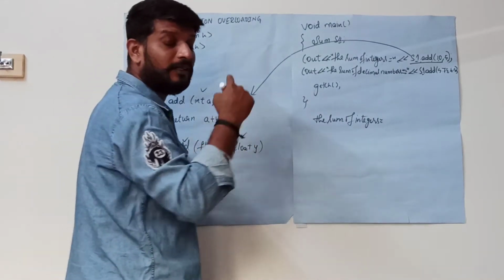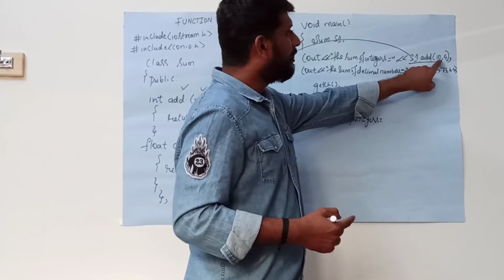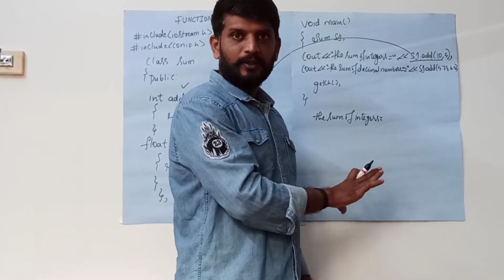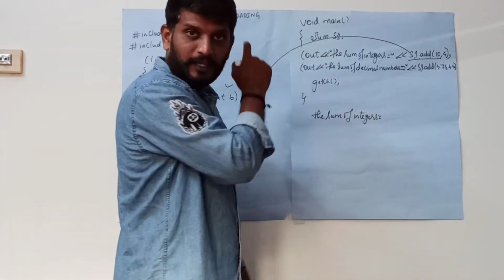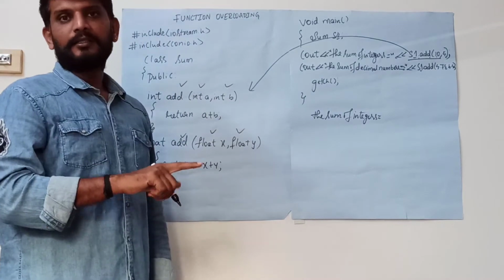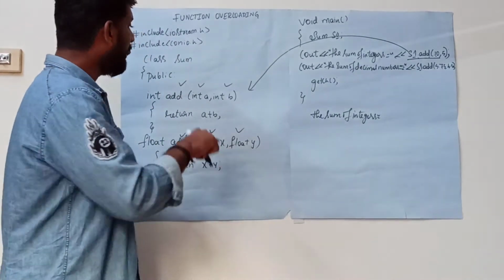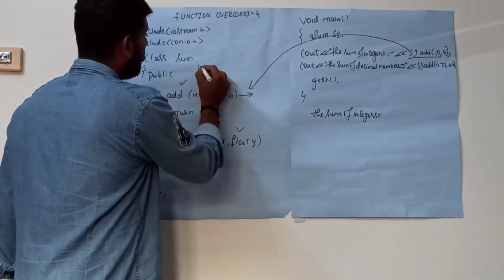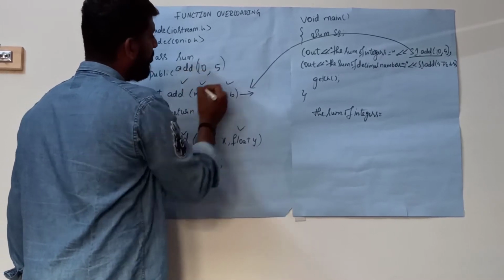So what happens? It will check for the type of arguments. Type of arguments in the sense, here I have given two values, that is 10 and 5. 10 is an integer value and 5 is also an integer value. So it will check for the function with the name add that consists of two arguments and both the arguments are integers. So this is the function. So add(10, 5) will be called.